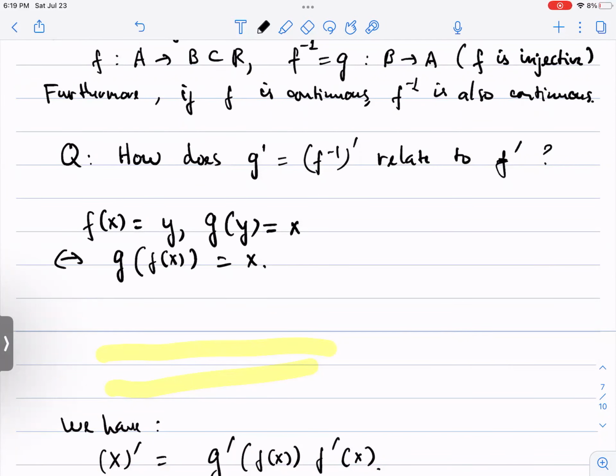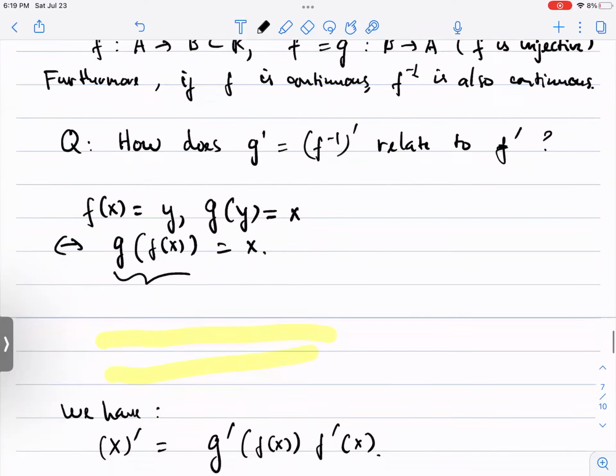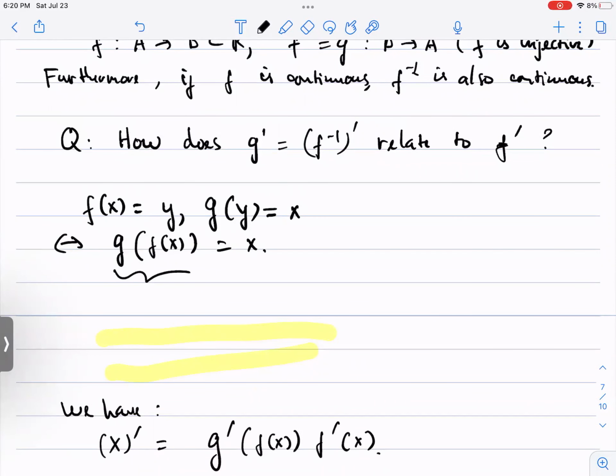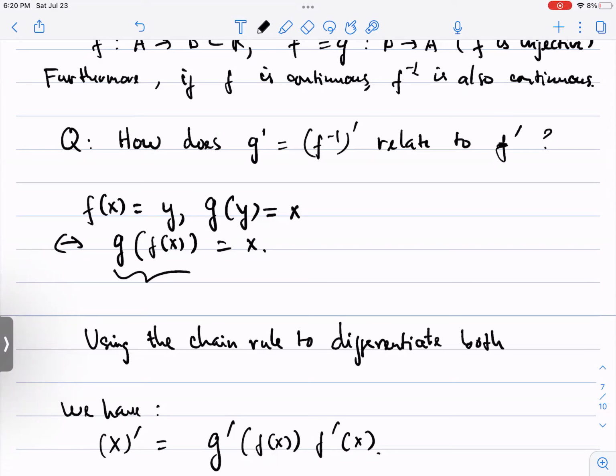In order to answer this question, we let g denote the inverse of the function f for clarity. Now if we have f of x equal to y, then g of y is going to be equal to x. That is, g of f of x is equal to x. So this on the left hand side here is a composition of two functions. That's why we use the chain rule to differentiate both sides of this equation.